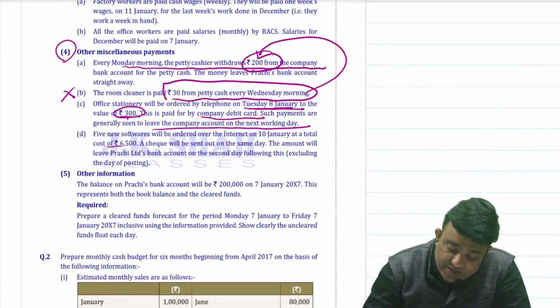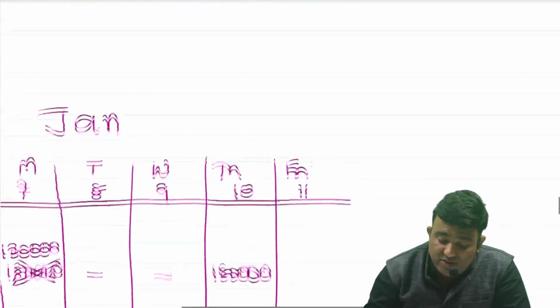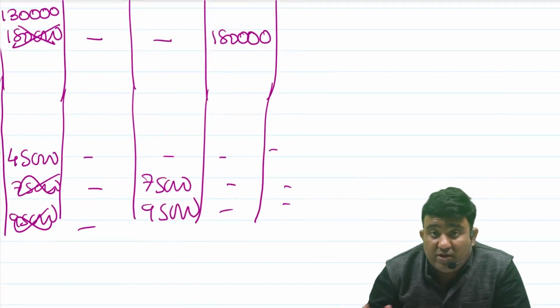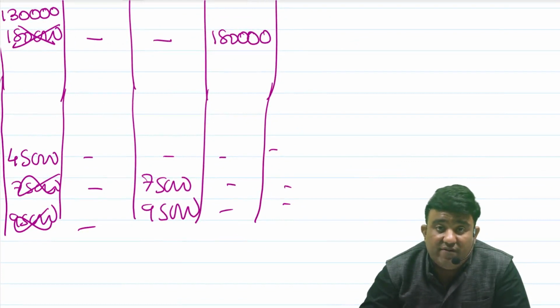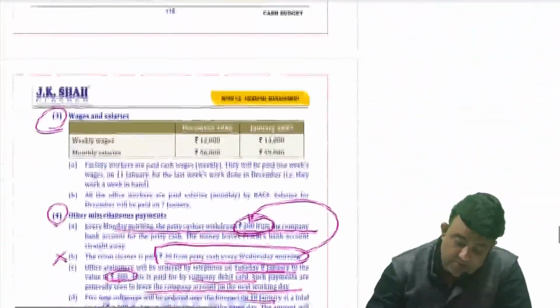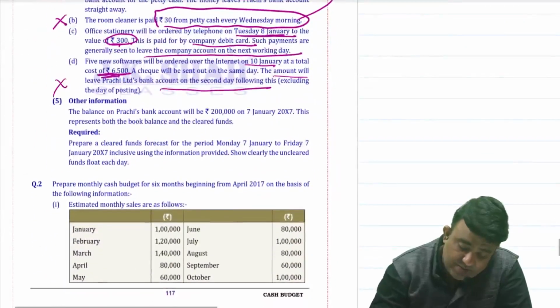5, new software purchase 6500 on 10th, and the amount will leave the account on the 2nd day. Students, we are only working up to what? 11th of Jan. If I am purchasing on 10th, the 2nd day will be not 11th but 12th, and 12th is not in our coverage area. 12th is not a part of your cash budget, so forget that. So this is again a trap. We are not concerned with this software payment.